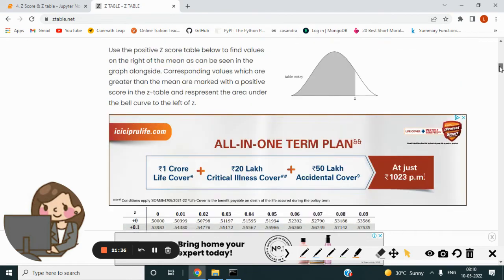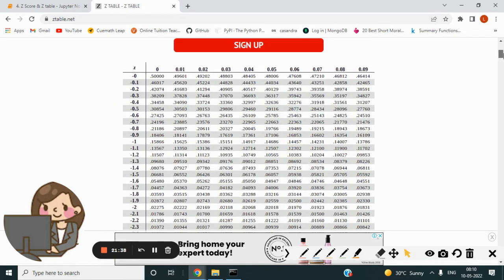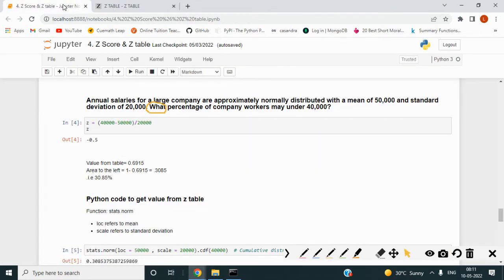No, I am looking into the positive Z table. Let me take the negative Z table. Now minus 0.5. Okay, so minus 0.5 is this thing, right? Minus 0.30854, right? So 0.30854.